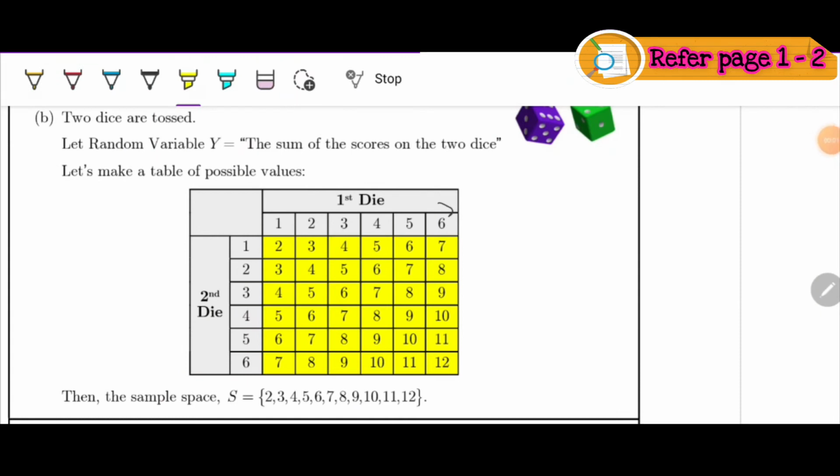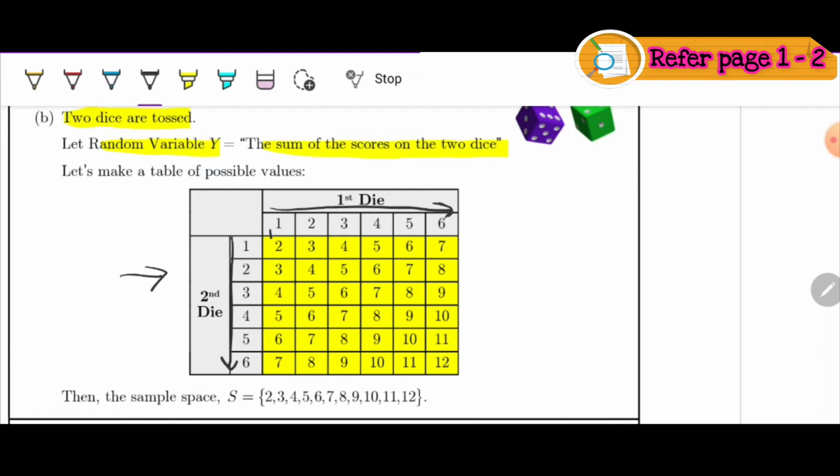Okay, look at the next example. If 2 dice are tossed, let random variable Y refer to the sum of the scores on the 2 dice. So, firstly, we must list all the outcomes. You can use a table to list the outcomes. Okay, this row shows the outcomes of the first die and this column shows the outcomes of the second die.